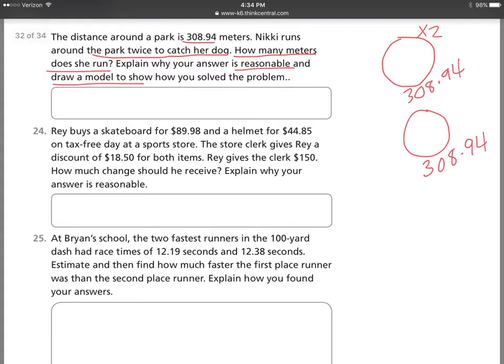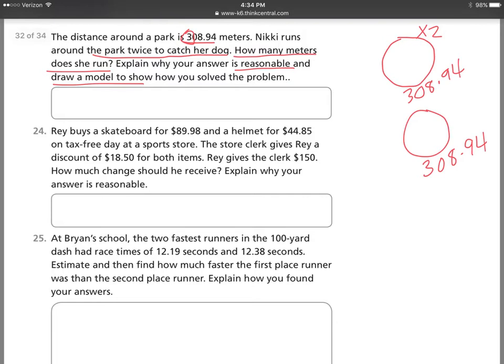And the easiest way to do that is simply estimate. If you estimated 308 and 94 hundredths off to the nearest whole number, you would be awfully close to the real answer. That would be a great estimation. You could even round it off to the very first digit, the 3, and still get fairly close and know that your answer is reasonable. So choose how you want to explain why it's reasonable.